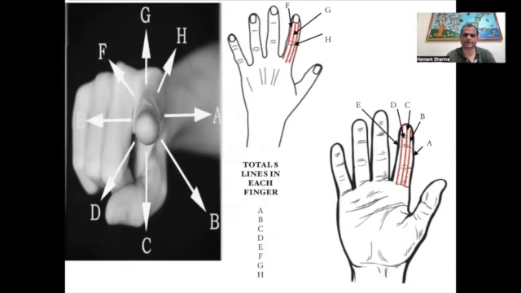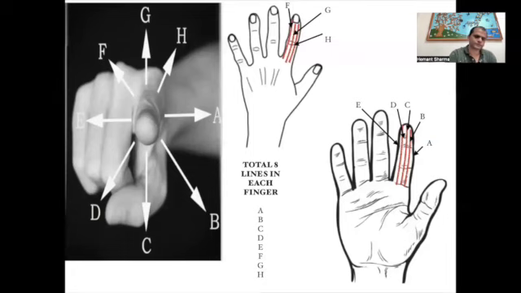Then also we have made these lines. We have made 8 lines, A, B, C, D, E, F, G, H. So we now already know how to draw the lines, and if you have missed it, then you can see the previous video. It's discussed in detail how to draw 8 lines around any finger.